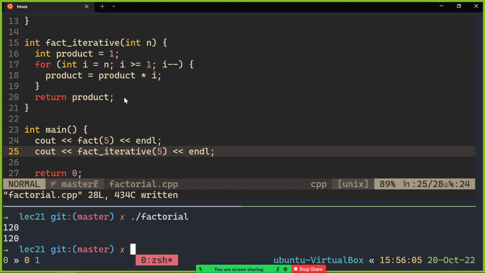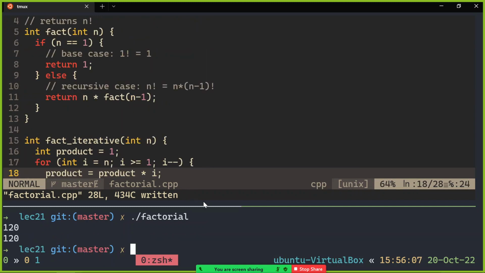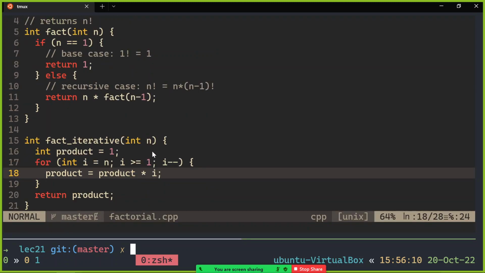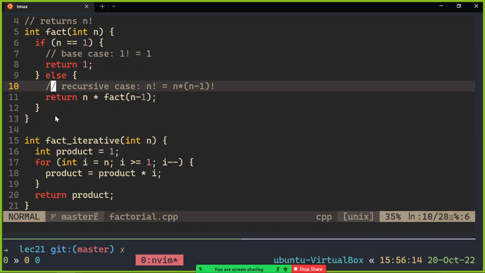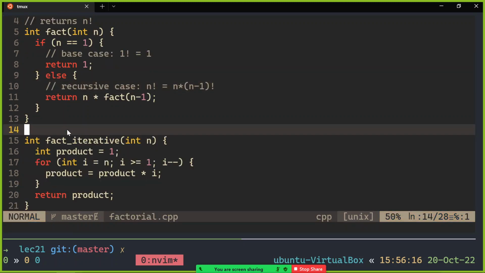They both give back 120. And so there's some reason why these are equivalent. These functions are essentially doing the same thing somehow. And that's what I want to explain to you for the rest of these slides.